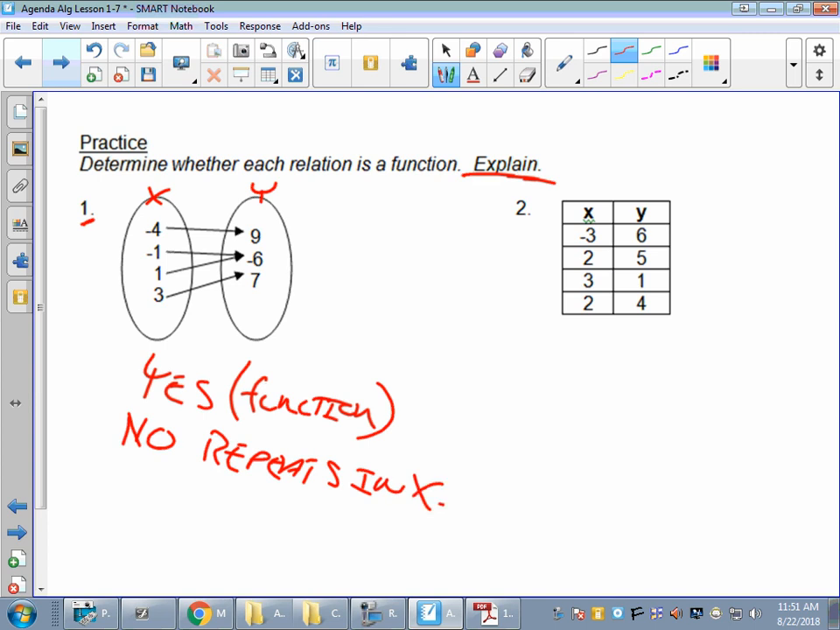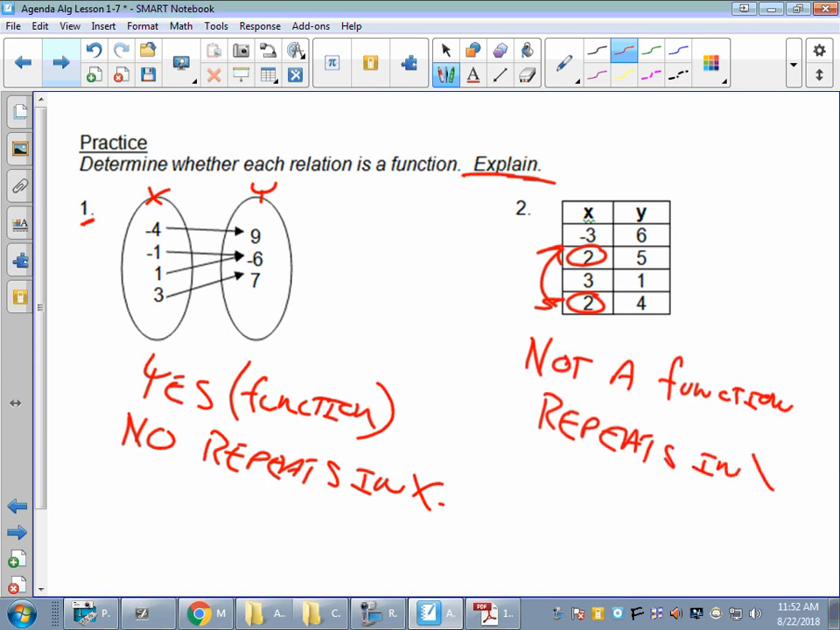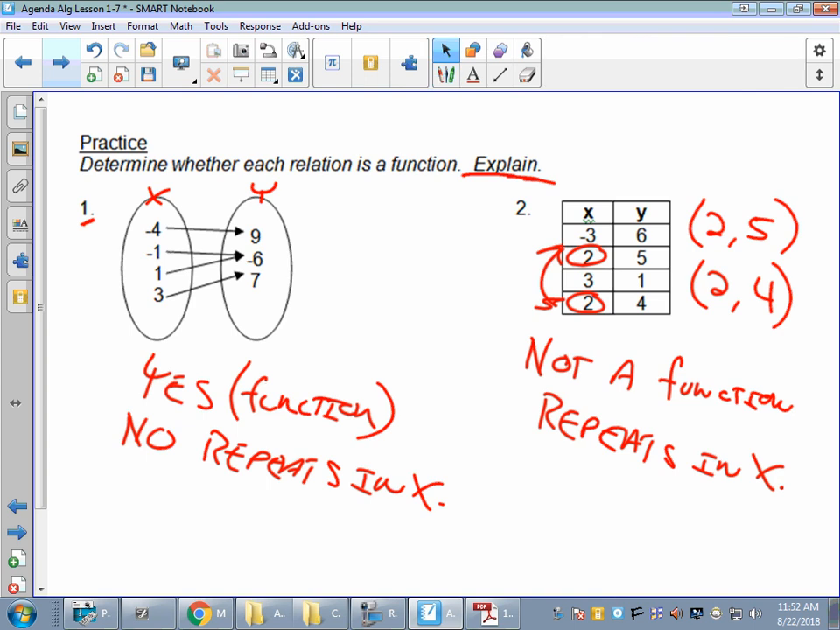If we look at number 2, you're just looking at this table here, you can notice that we've got a 2 here and a 2 here. So these are the same number. So we have repeats. So this would be not a function. And the reason is we have repeats in x. Because if you were to make these ordered pairs, you'd have the ordered pairs (2, 5) and (2, 4). Well, that's impossible. How can this 2 give you two different answers? So it's not a function because there's repeats in x. So that's one way to look at it.